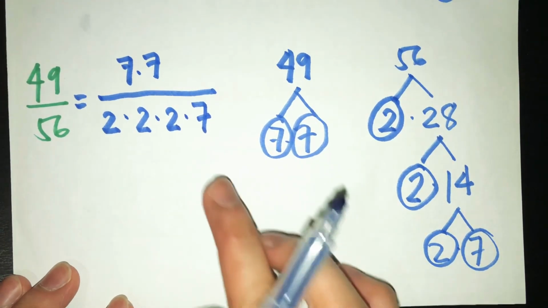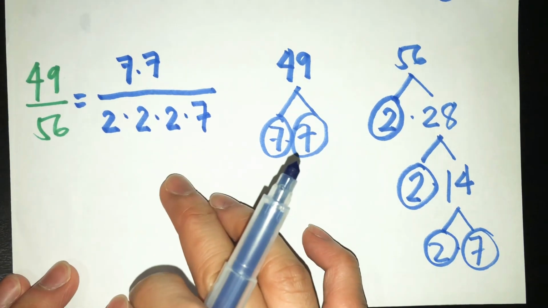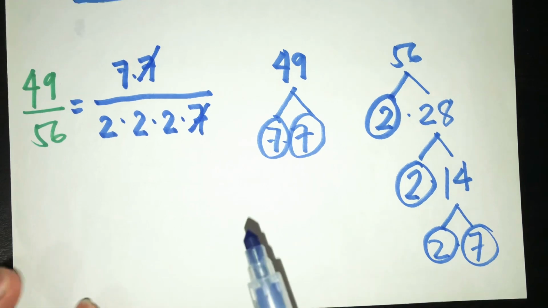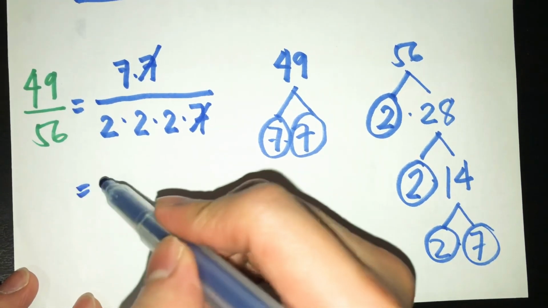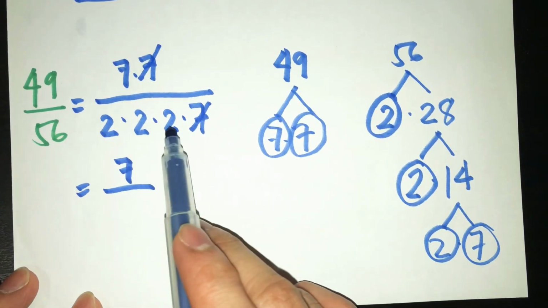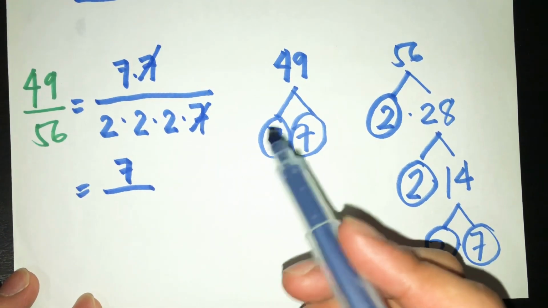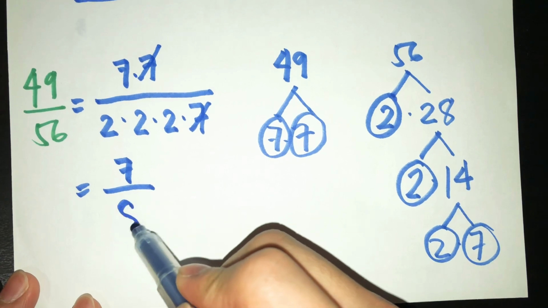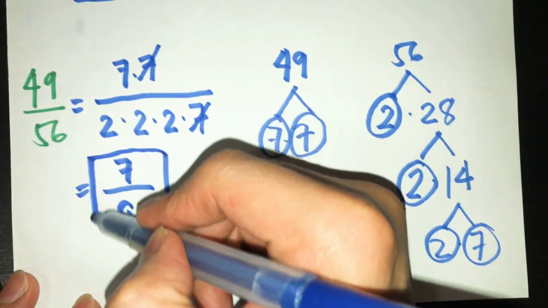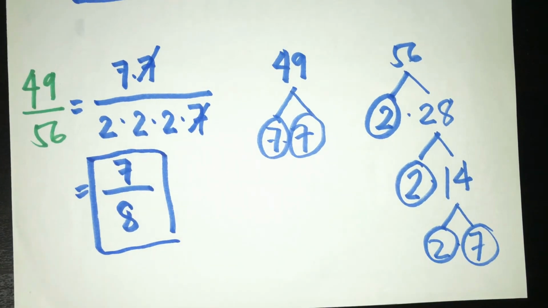Now, what is the common factor here? 7. This one cancels out. So what is left is 7 over, and 2 times 2 times 2 is equal to 8. So the answer here is 7 over 8. So, that's it. That's how to reduce a fraction to lowest terms.